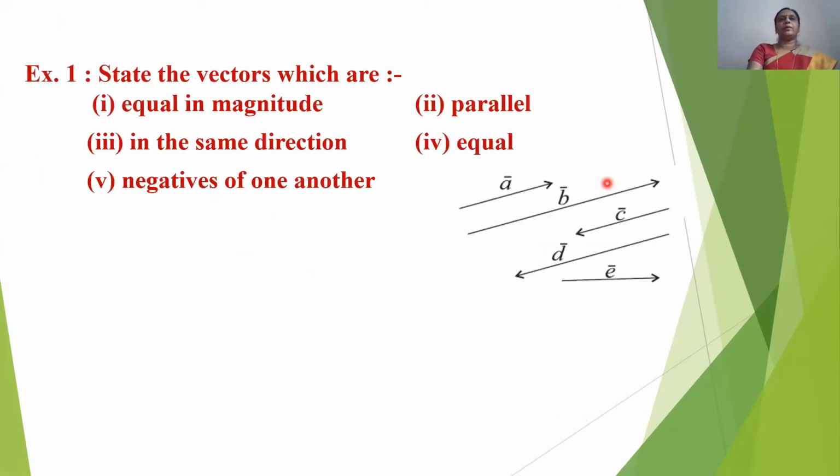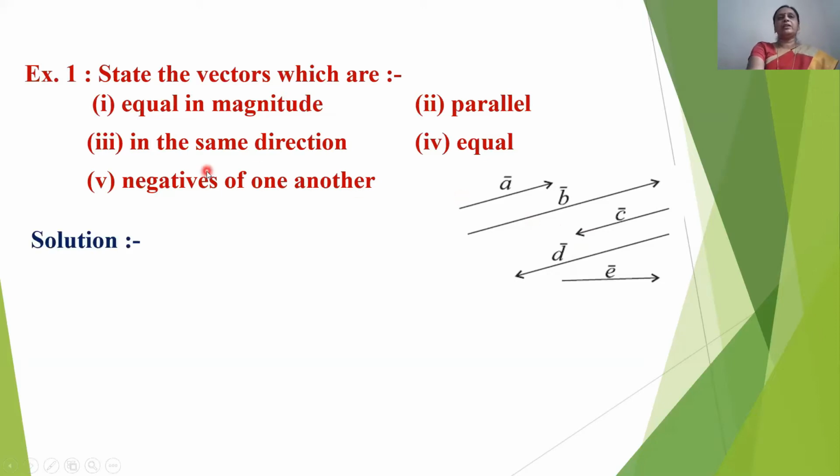Now see the first problem. State the vectors which are equal in magnitude, parallel, in the same direction, equal, and negative of one another. Here some vectors are given and we have to find out which vectors of these are equal, which are parallel, which are in the same direction, which are equal vectors and which are negative vectors of one another. Okay, let's see the first problem.